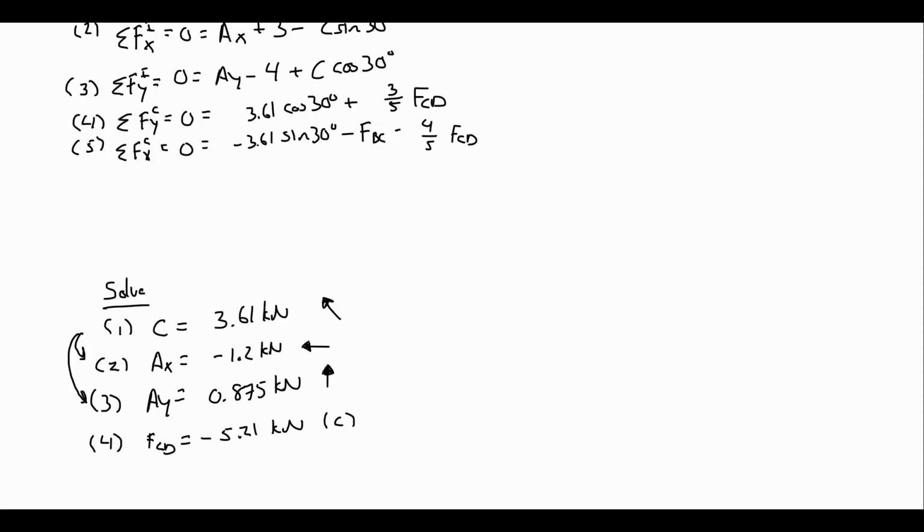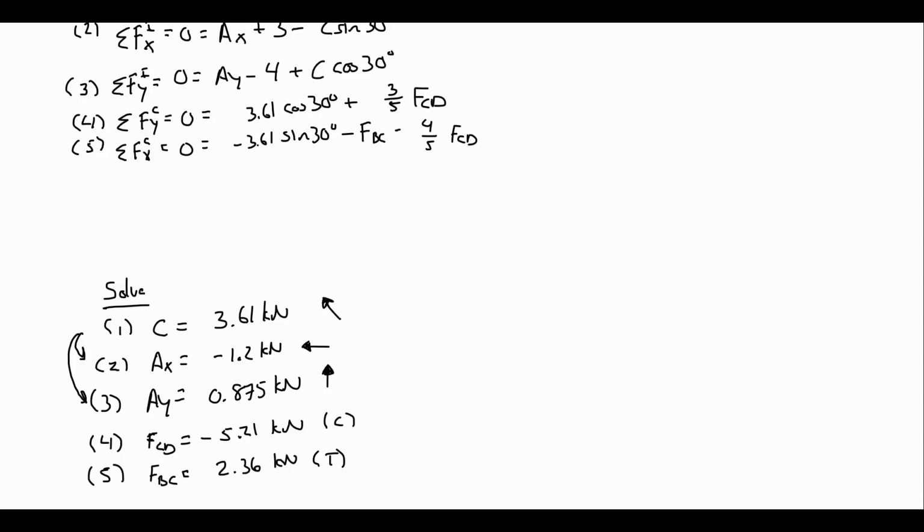Note for the pins, like the support reactions, tension and compression do not apply to those, but for these internal forces, the tension or compression does apply. So again, if we assume tension positive, negative will mean compression, positive will mean tension. And we can then use equation 5 to find FBC. FBC is going to be positive 2.36 kilonewtons, and then that is in tension.